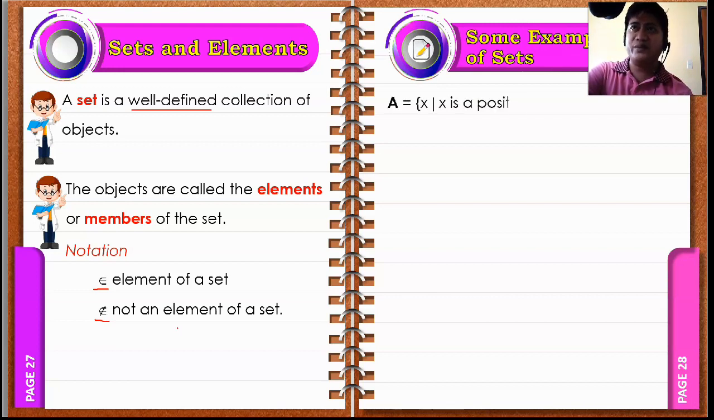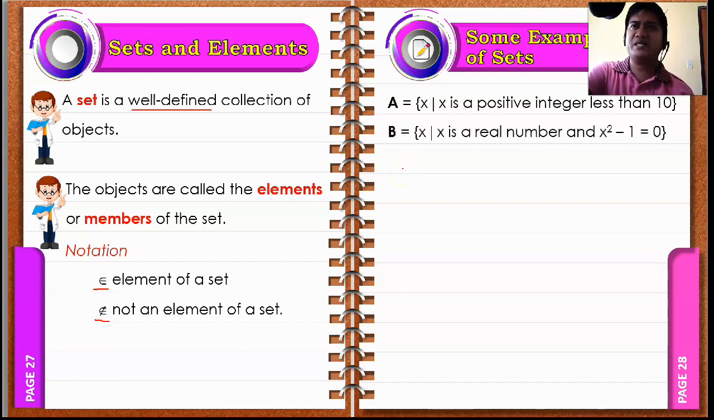First one, we have set A equals the set of all x such that x is a positive integer less than 10. This is well defined because we can list all the elements which are positive integers less than 10, namely 1, 2, 3, 4, 5, 6, 7, 8, and 9.